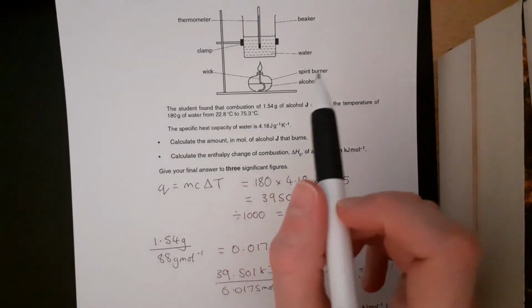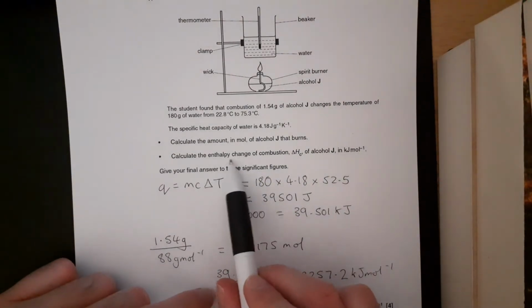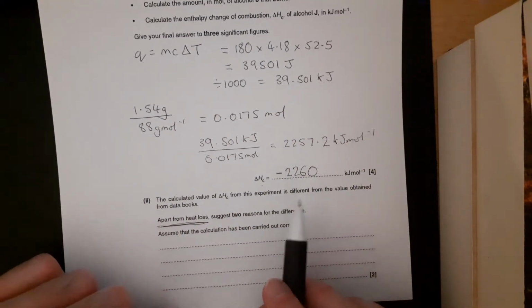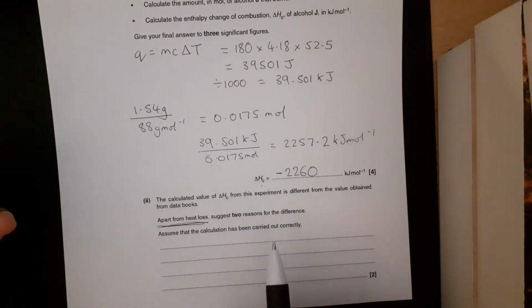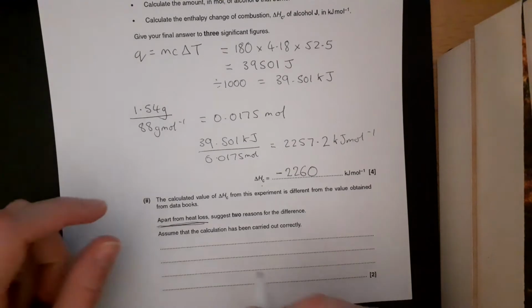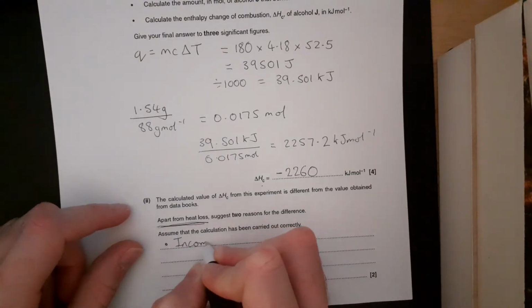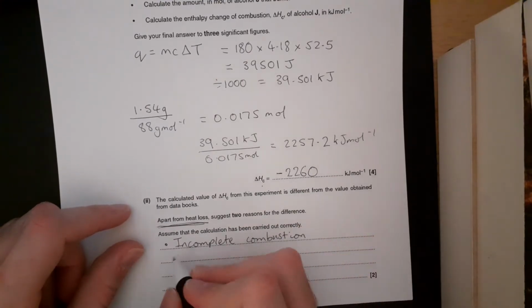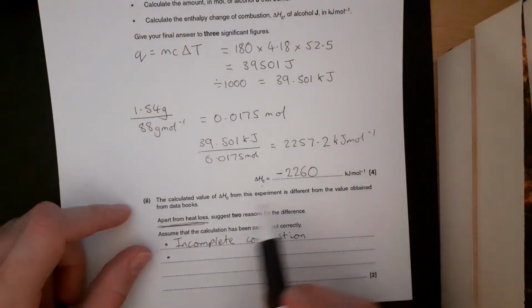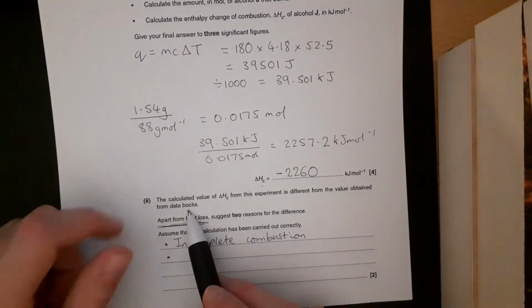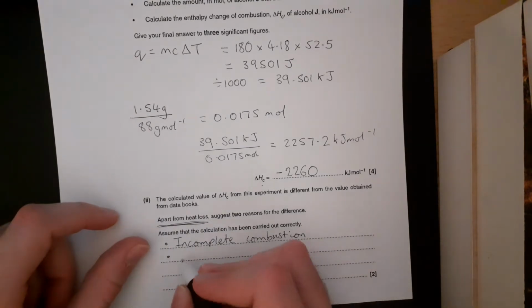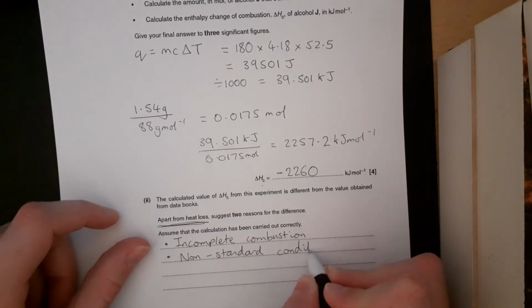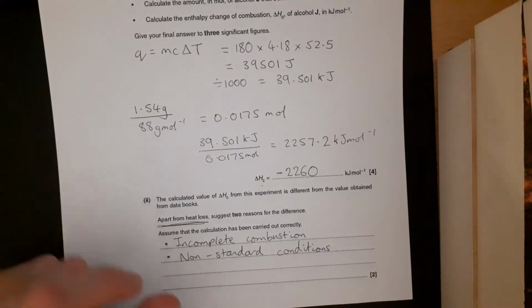So what other problems have we got? This is going back to thinking about the definition for enthalpy change of combustion. For it to be enthalpy change of combustion is when 1 mole of a compound is completely combusted in oxygen. So if there is any incomplete combustion, that is going to lead to an incorrect value. And one of the other things we can say is that the value in a data book will have been done under standard conditions. So if we haven't done this experiment under standard conditions, we're not going to get the same answer. So those are the two answers that I would go for.